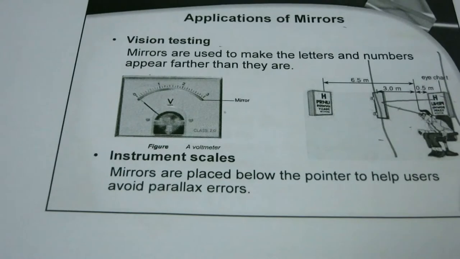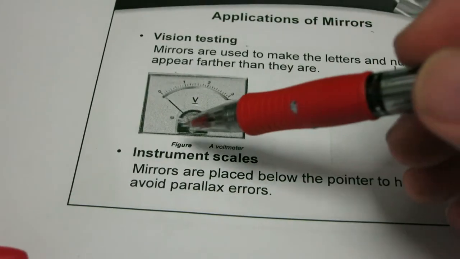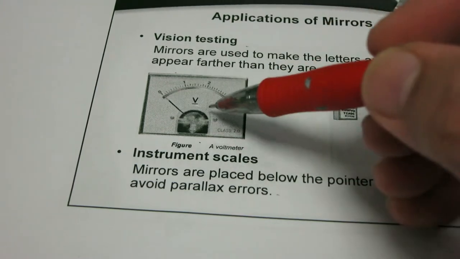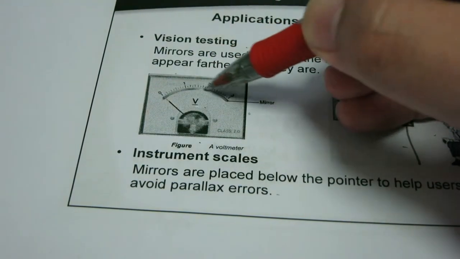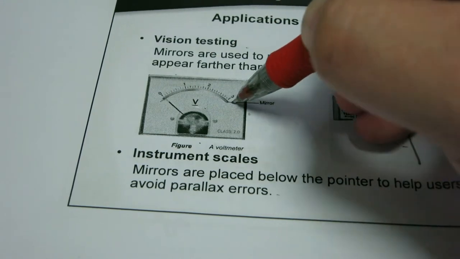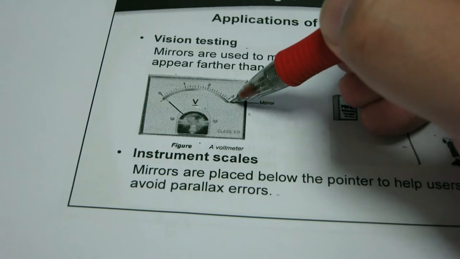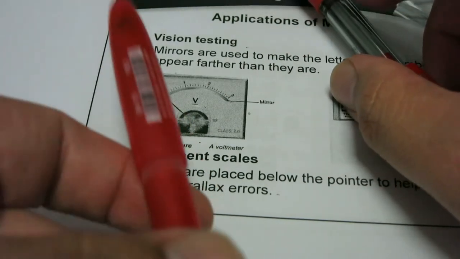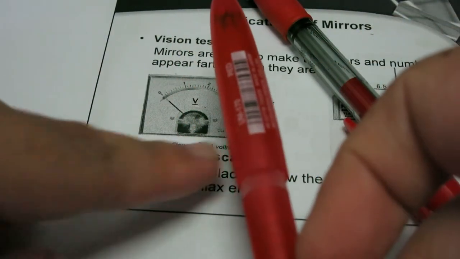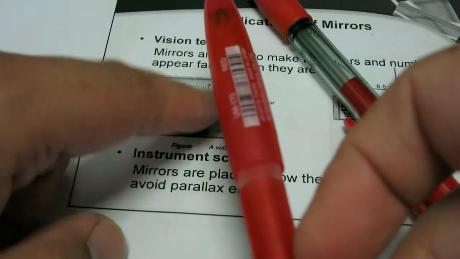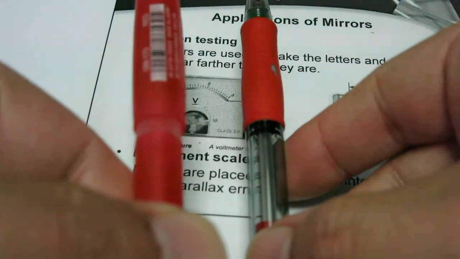Apart from that, over the next few weeks and months you will encounter instrument scales that have mirrors placed beneath them. So this is a voltmeter. There will be a strip of mirror here for you to test whether you are in a position that will cause parallax error. When the needle gauge increases, the needle will have an image on the mirror strip. If you are in a position of parallax, you will be able to see both the needle and its image. So what you're supposed to do is adjust your head until you only see the needle on top, with its image hidden. That is the position where you don't have any parallax error.